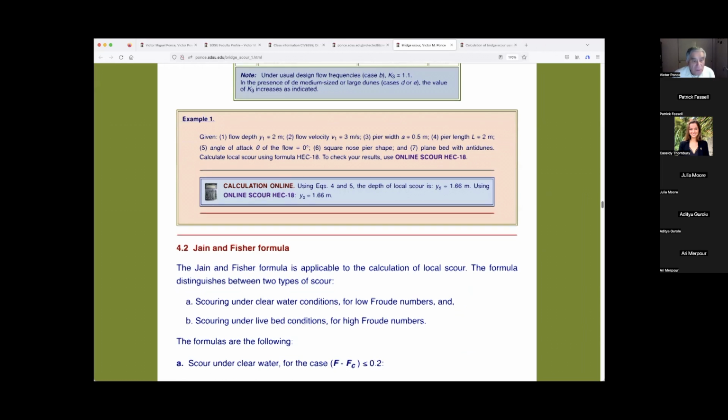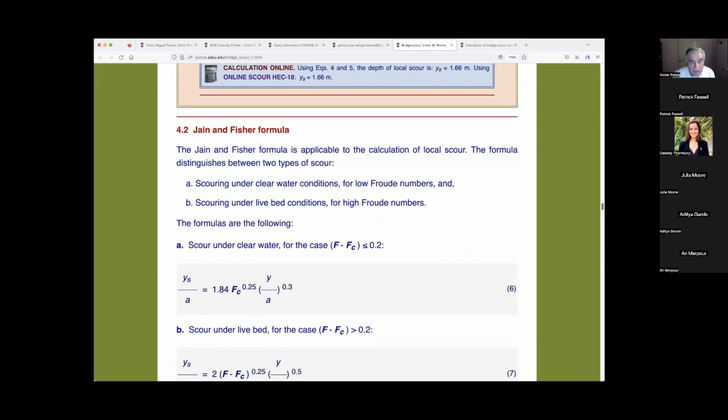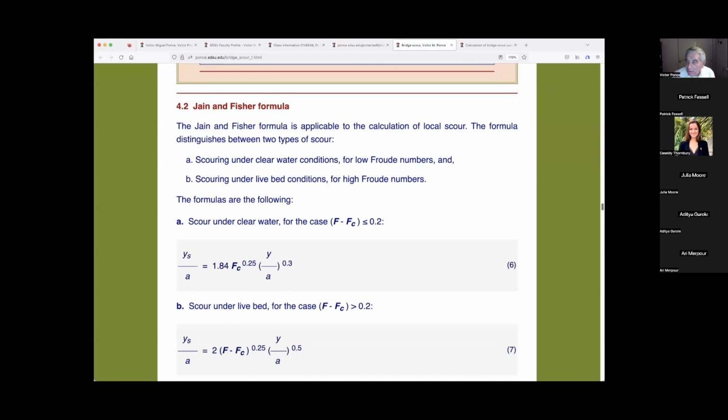So the next formula that we have is the Jain and Fischer formula, applicable to the calculation of local scour. The formula distinguishes between 2 types of scour: scouring under clear water conditions for low Froude numbers, and scouring under live bed conditions for high Froude numbers. This is one of the things, to be honest with you, I don't quite understand. Typically, the scour must be under live bed conditions, because you scour and fail a bridge under high Froude numbers, not under low Froude numbers. Unless I'm mistaken here, based on my experience, this is what happens.